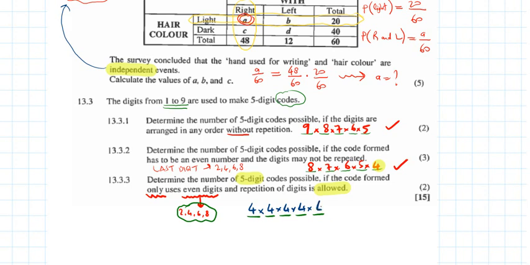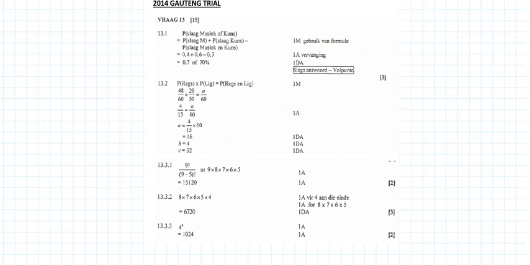So the answer will be 4 to the power of 5, because of what? The repetition allowed condition. So we don't have any problem over there. Okay, this solution is here.